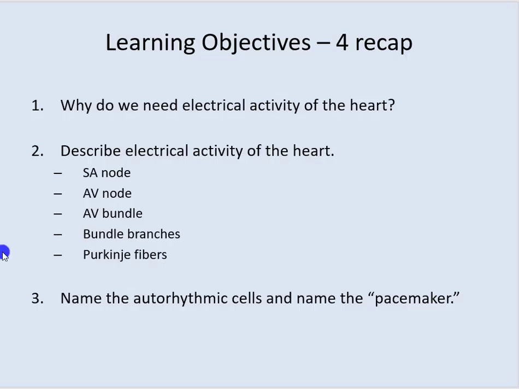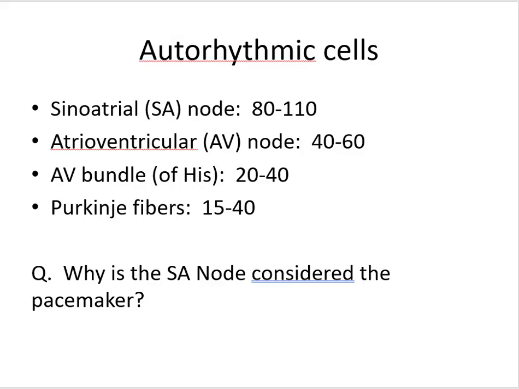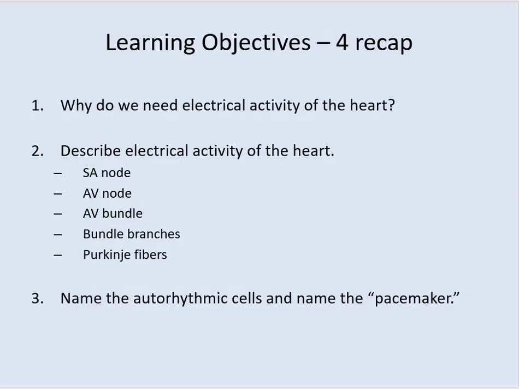Okay, so let's recap what we've done in this lecture. Why do we need electrical activity of the heart? Like I said, for the same reason we need it in skeletal muscle. Describe the electroactivity. Well, it starts at the SA node. The AV node then holds that charge momentarily. It then passes through the AV bundle, right and left bundle branches, then the Purkinje fibers, leading to depolarization of the ventricles from bottom to top. Name the autorhythmic cells. There they are: SA node, AV bundle, Purkinje fibers, and the one that's considered the pacemaker of them all, the one that sets the pace of the heart, is the SA node, the sinoatrial node. All right, that'll wrap it up for this lecture.